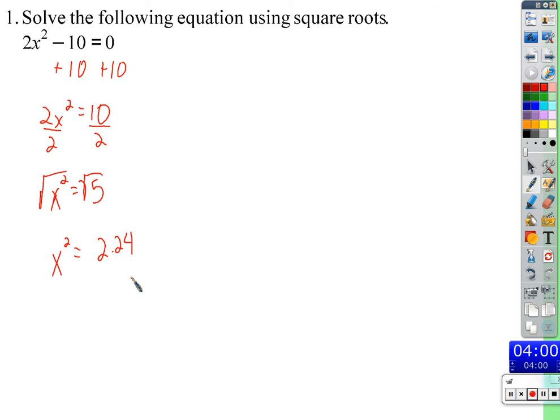All right, all done? That's it? That's the answer you give on the test? Haven't forgotten anything? Plus or minus. Positive 2.24 times positive 2.24 is 5, approximately. Or negative 2.24 times negative 2.24 is going to give us positive 5.